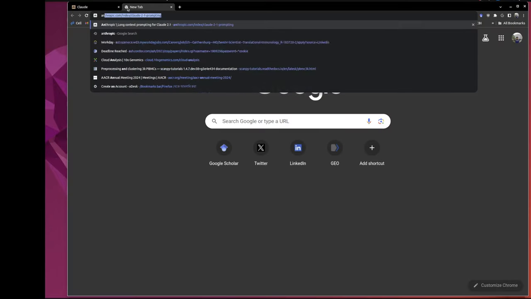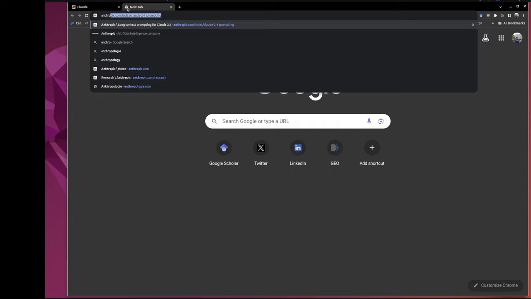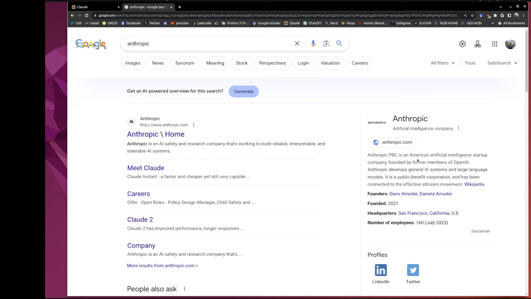So, what is Claude? Claude is a large language model assistant built by Anthropic. So, Anthropic is an American artificial intelligence startup. In 2021, Anthropic was founded by Dario Amodei and Daniela Amodei, siblings. They used to work in OpenAI.